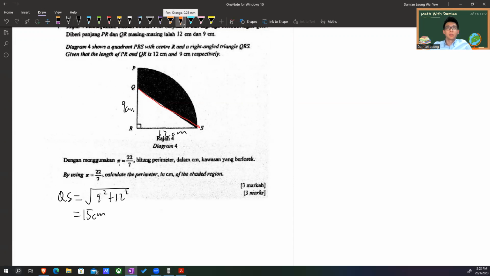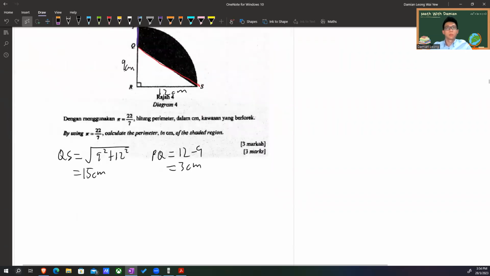Okay. Then PQ, very simple. It's just 12 minus 9, 3 cm. Okay. Then 12 minus 9, 3 cm.